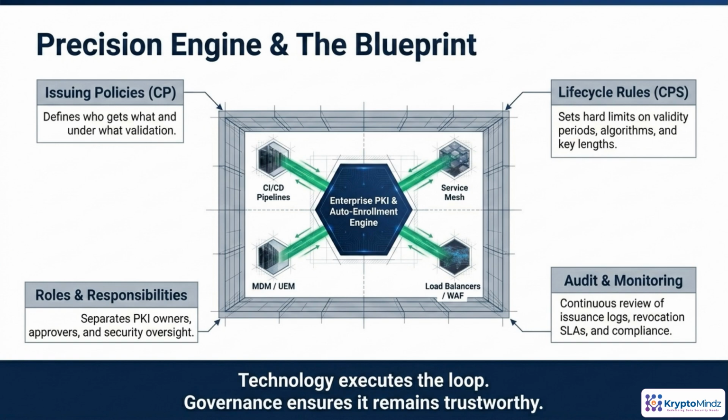Picture your enterprise PKI and auto-enrollment engine as the core machinery and governance as the rails that keep it aligned. Issuing policies define who can get which types of certificates and what identity proof they must provide. Lifecycle rules enforce maximum validity, approved algorithms, and key sizes, so nothing quietly drifts out of policy. Clear roles ensure no one person can request, approve, and audit the same certificate stream. And continuous monitoring of issuance, revocation, and failures closes the loop. Technology runs the system. Governance keeps it trustworthy at scale.